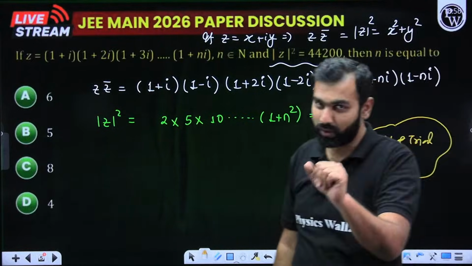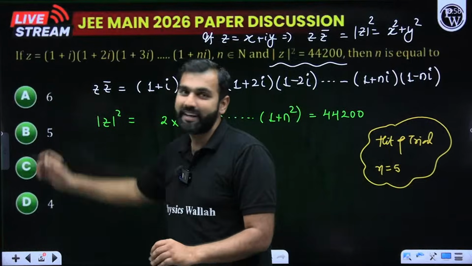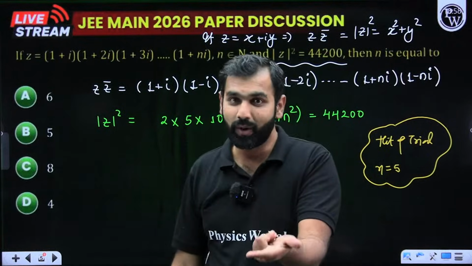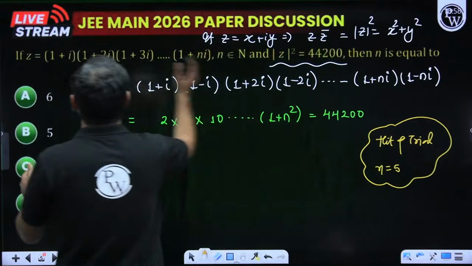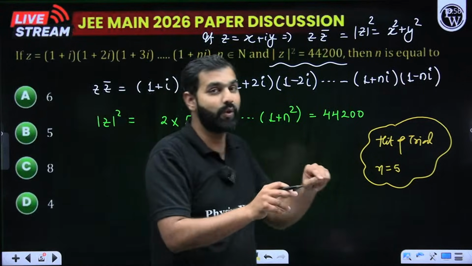The moment I see mod z square, and when you see z, you can say z z bar will be mod z square. So if I multiply this z with its conjugate, how do we write the conjugate?